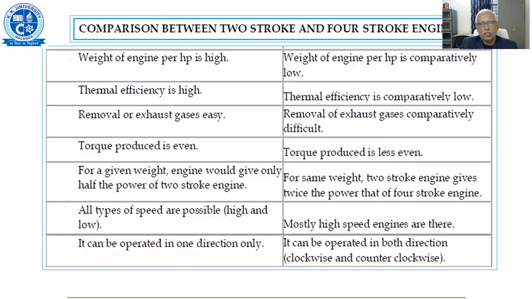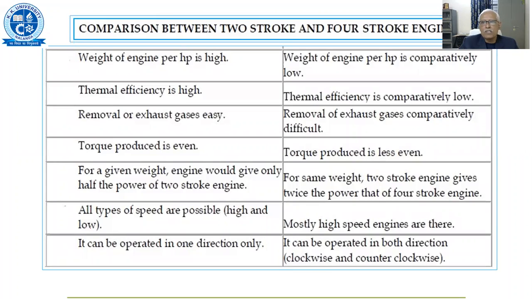In the case of a 4-stroke engine, the weight of the engine per HP is high because of the larger flywheel and more moving components. Whereas in the case of a 2-stroke engine, the engine size is smaller and there are fewer moving components, and hence it's going to be very compact. It will have a better power-to-weight ratio as well as power-to-size ratio. So it will be better.